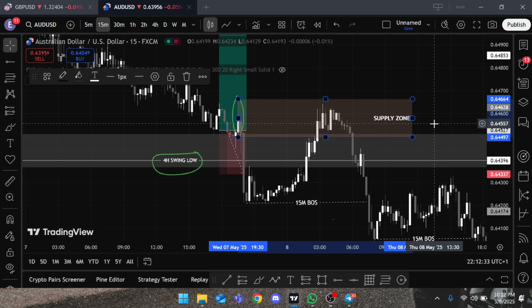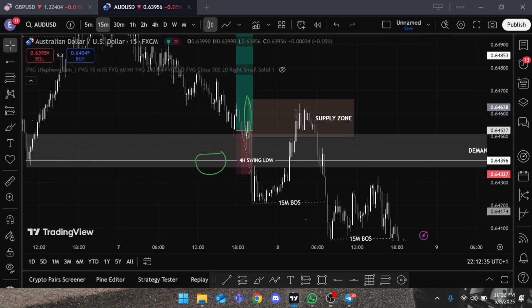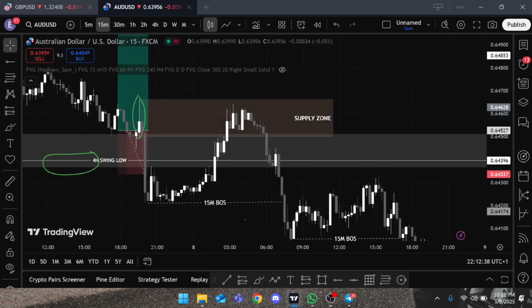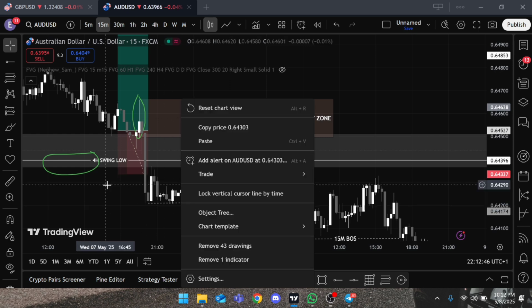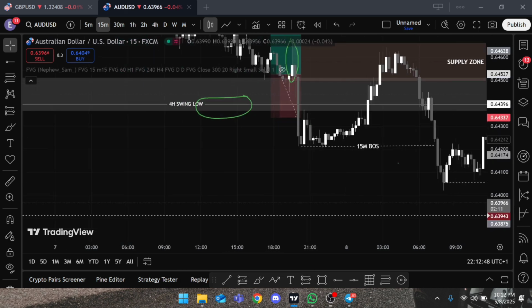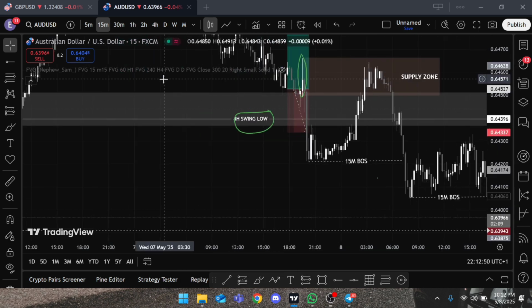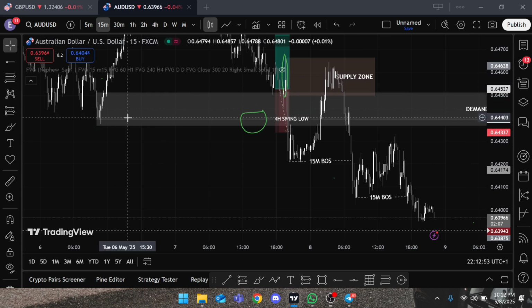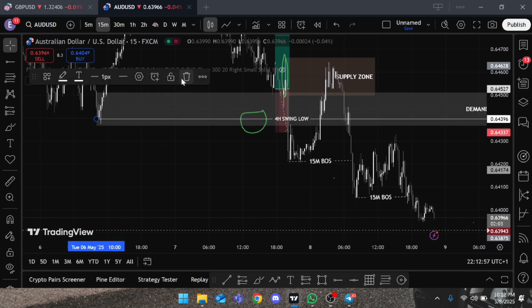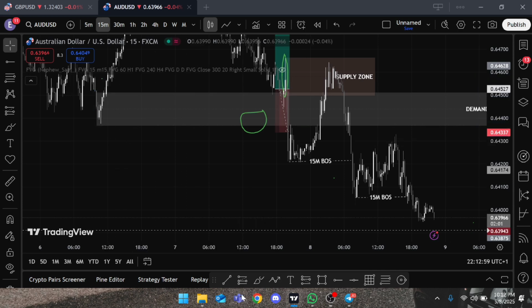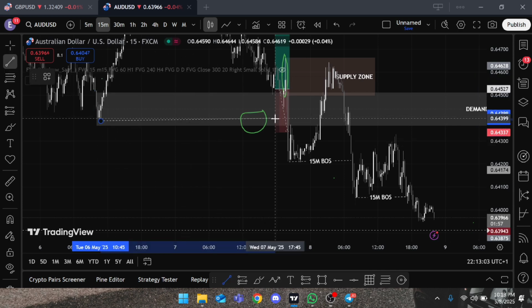Now all you have to do is wait for the market to go to that place again. And immediately the market entered the supply zone, you can see the drastic drop, and it created another break of structure, a 15 minutes break of structure. At this point, this is no longer a 4-hour swing low. It's now a change of character.